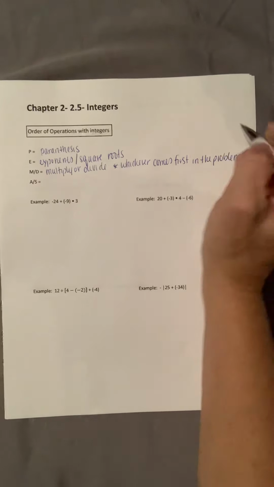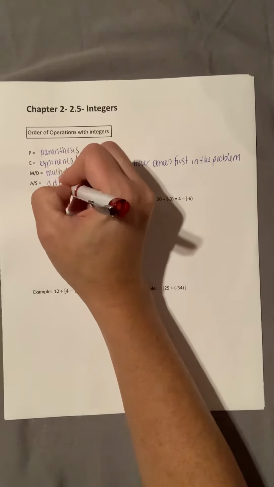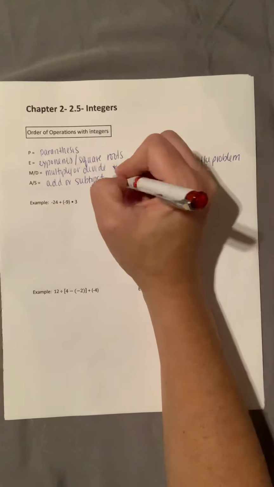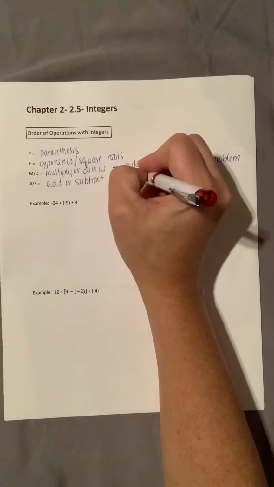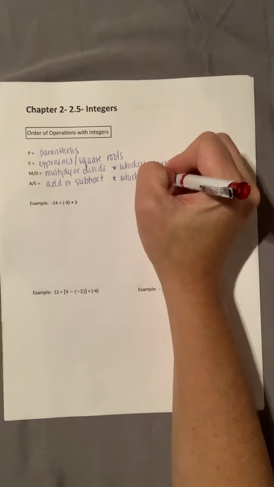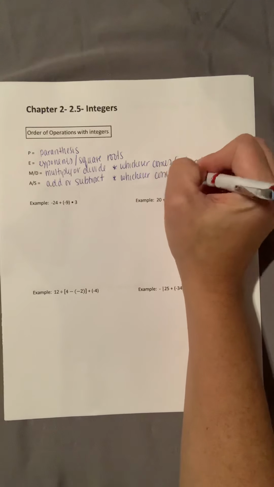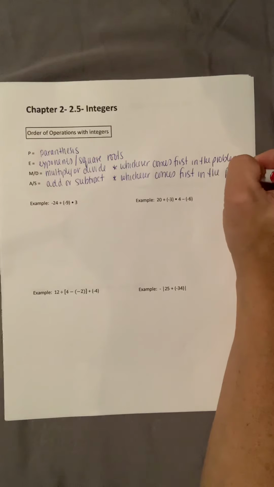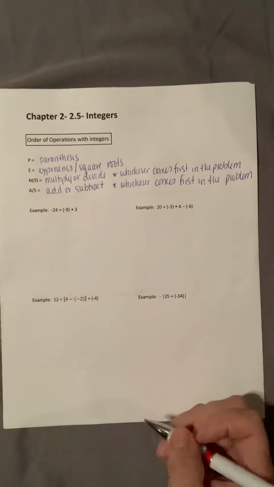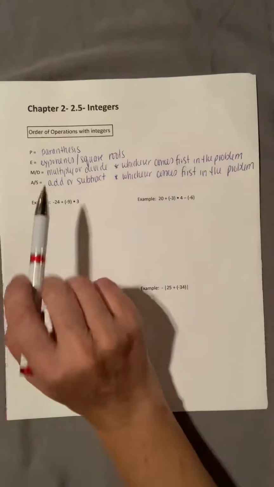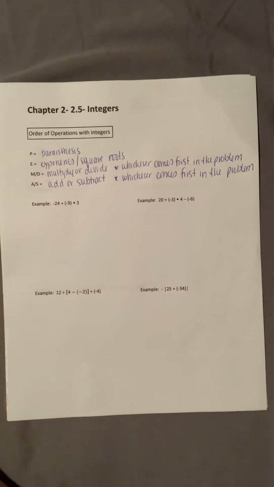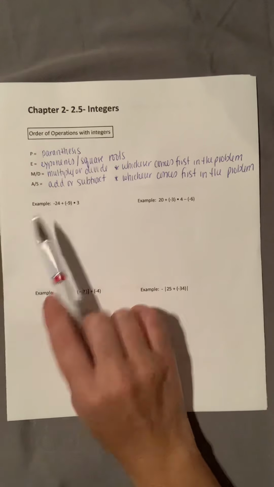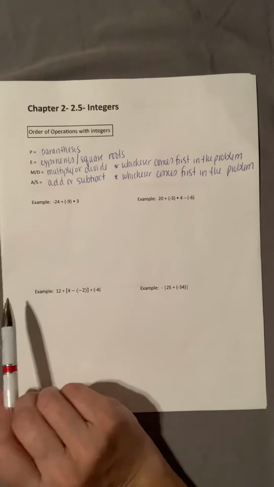And A and S is add or subtract, also whichever comes first in the problem. So if subtraction comes first in the problem before add, then you would subtract first. So multiply and divide, you go left to right, add or subtract, you go left to right. So these are done the same exact way as chapter 1. The only difference now is you're using negative numbers, so you have to remember your negative rules.